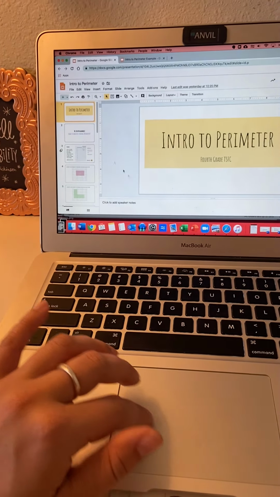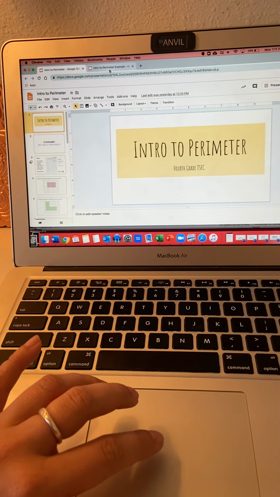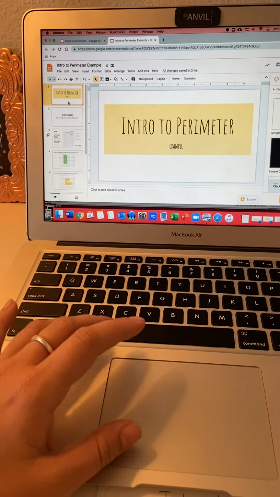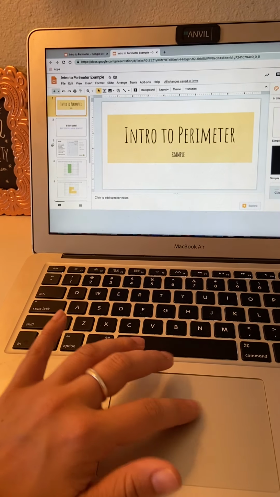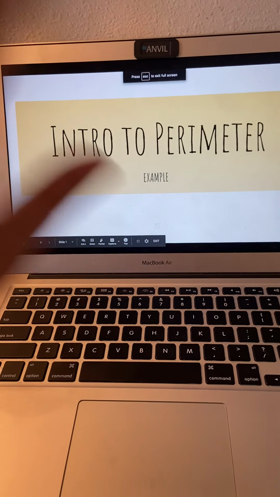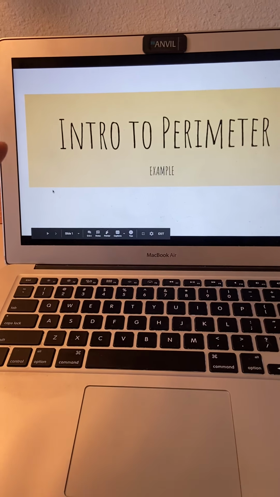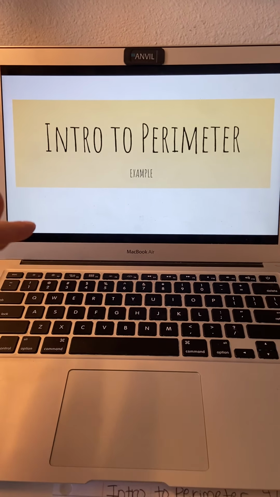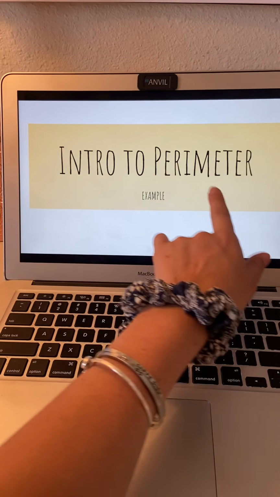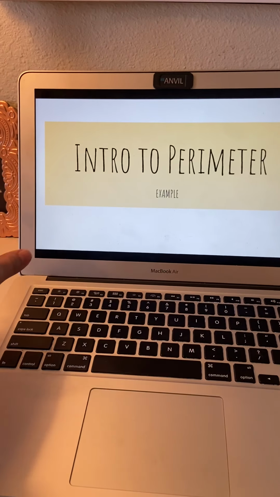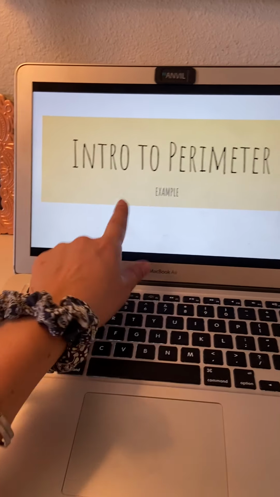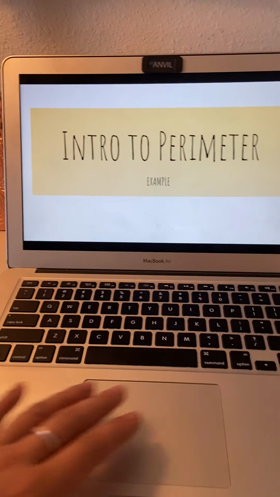I am going to show you an example of how to solve these problems on the slide. I'm going to start in presenter mode. This is an example slide, so you won't see this slide. This is just for me to show you how it works. That's why it says Intro to Perimeter example. Yours is going to say Intro to Perimeter Trinity School for Children 4th grade, okay?